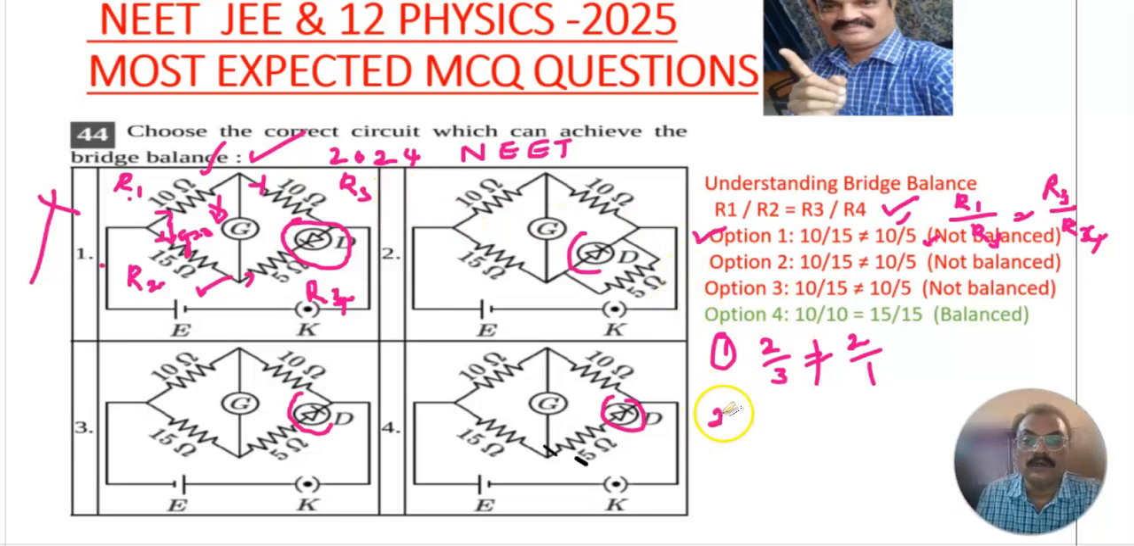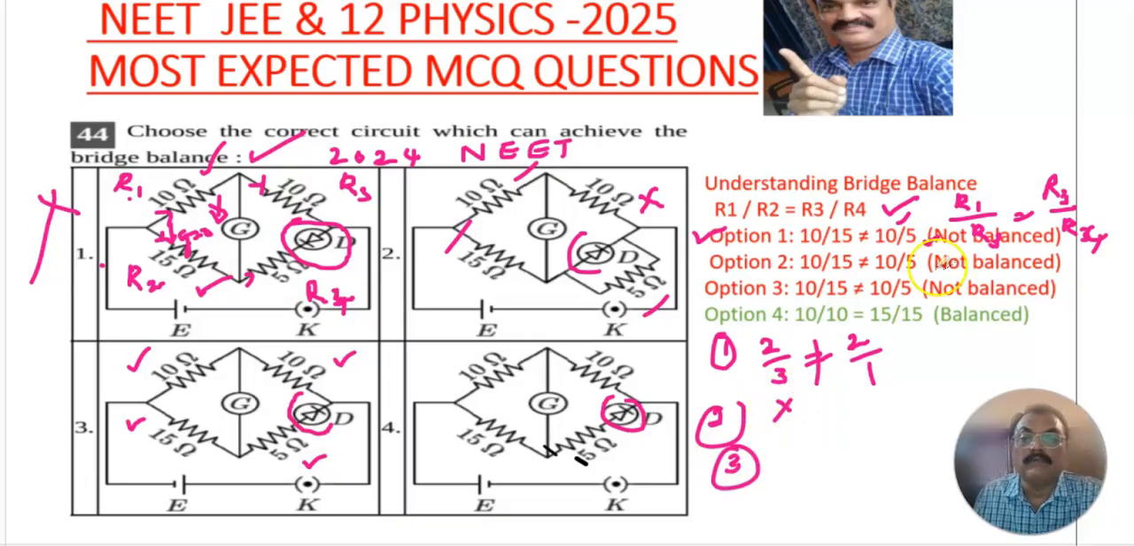Second option, if you go, what you will get here? 10 by 15. So first is 10, then it is 15, then again 10 by 5. The diode is not considered here because here it is forward bias. So that means again it's not balanced. So this is also wrong. So next go to the third one. Third one is R1 is 10, R2 is 15. Then R3 is 10, R4 is 5. So here it is forward bias. We can consider it here. So therefore what you will get here also, once again, the second one is also wrong.